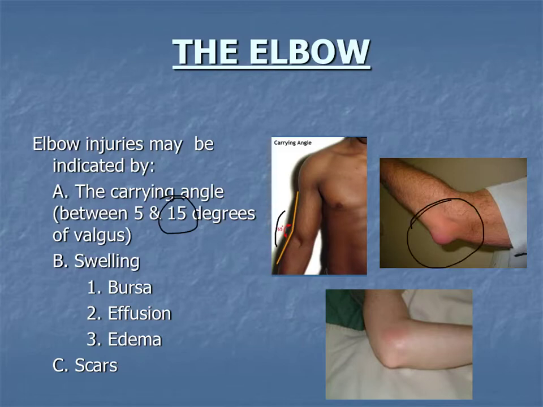We can also see injuries due to swelling, as in the case right here with acute bursitis, which is inflammation of the bursa and the most common location to have it on the elbow. We could have joint effusion, which is swelling within the joint, and or just generalized edema, as we see in the forearm here. Scars, so if you've had surgery and you have a scar from stitches, could also indicate some type of previous medical history.